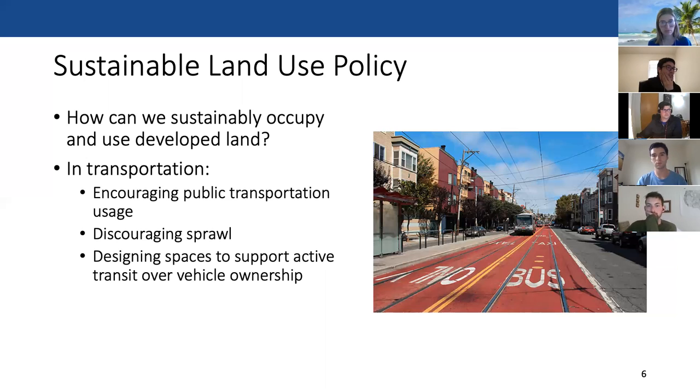This picture that I have here is a really simple example of this in San Francisco that was implemented somewhat recently, I think at the end of 2018. I don't know if folks have seen this recently, but on a lot of the large main streets, on Mission, for example, they painted the bus lanes red as a signal to people not to use these lanes, essentially.